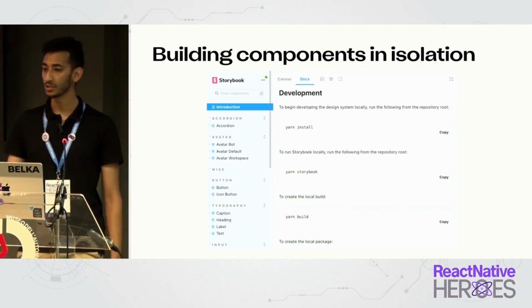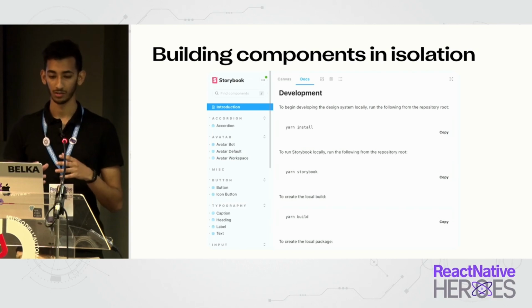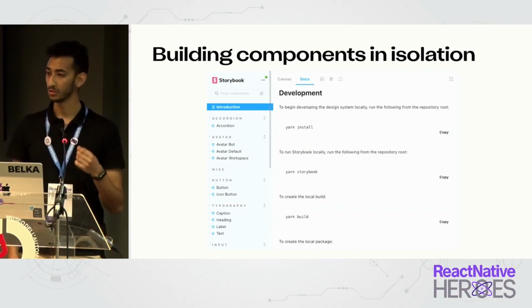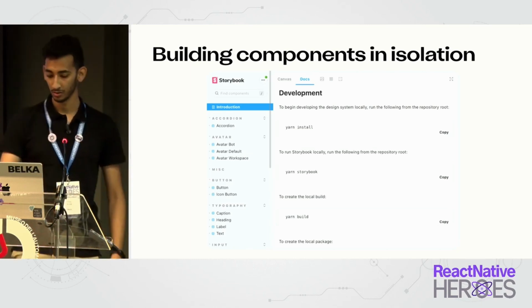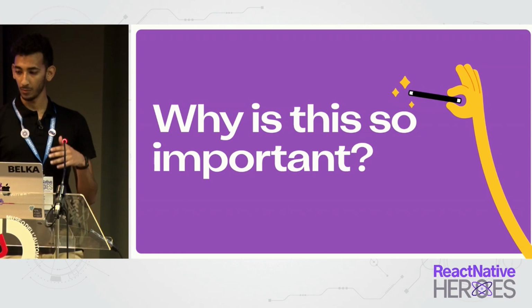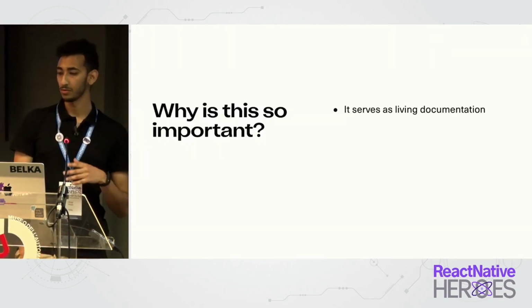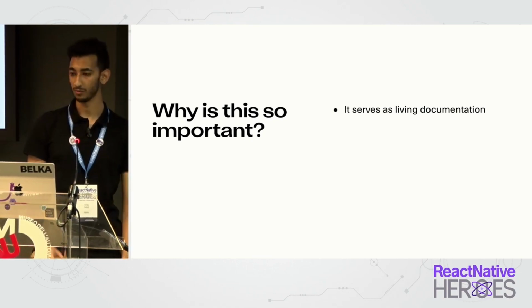So, in a nutshell, think of it as an isolated library of UI components where each one can be viewed and tested without any constraint from a larger application. But why is it so important? Well, first of all, it serves as a living documentation. It's a kind of source of truth.